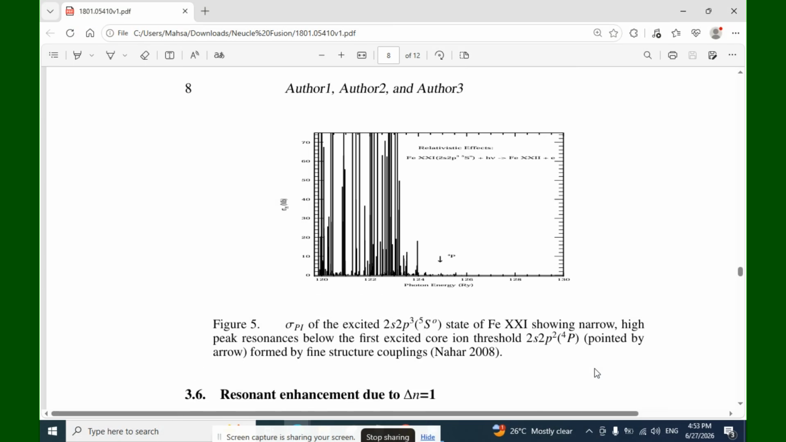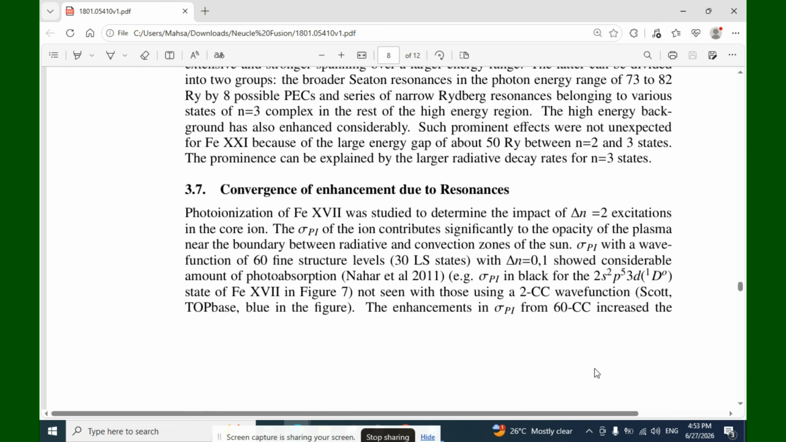Figure 5 illustrates sigma PI of the excited 2s2p3 3S0 state of Fe XXI, showing narrower, high peak resonances below the first excited core ion threshold, pointed by the arrow, formed by the fine structure coupling, Nahar 2008.